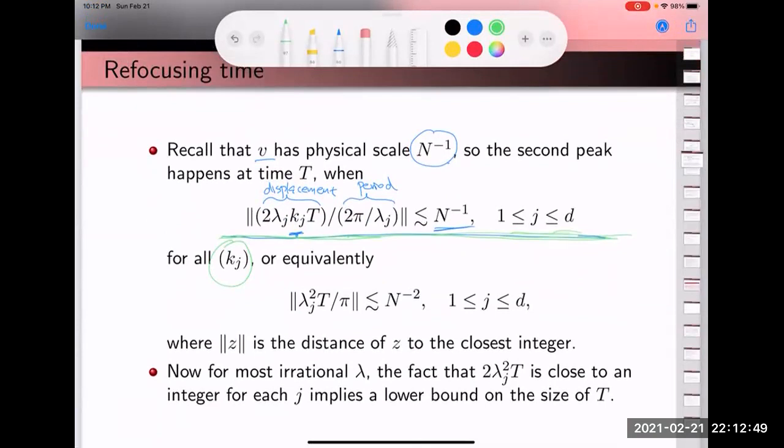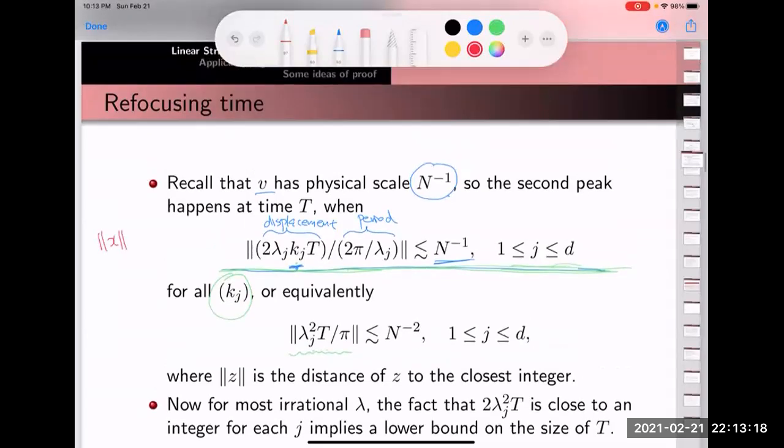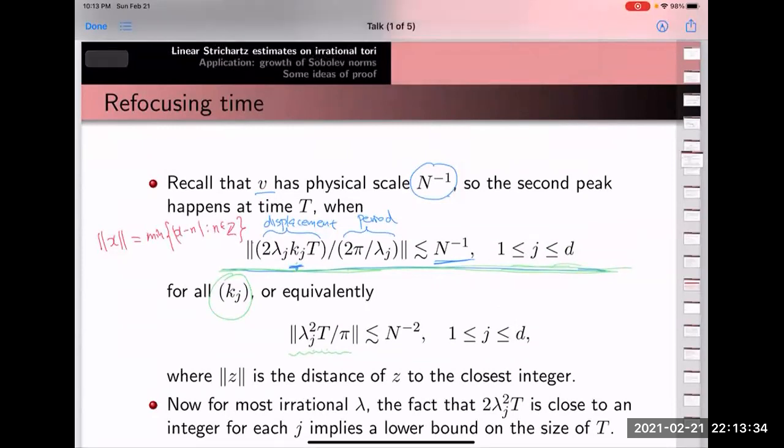And of course, this is essentially equivalent to saying that if kj is like n, then t lambda j squared over pi, forget about pi, times kj has fractional part less than 1 over n, and it's true for any kj up to n, which means that the fractional part of lambda j squared t has to be less than n minus 2. So let me remark that the fractional part is the minimum of |x minus n| over n in Z. So it is essentially the distance to the nearest integer.